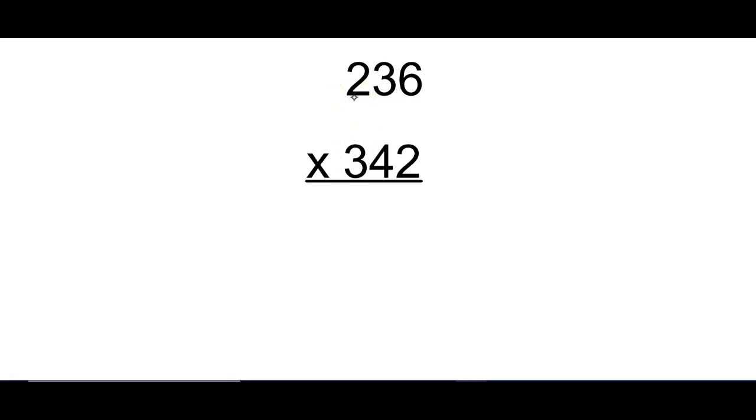So I'm going to start with my red pen to do 2 times everything. So 2 times 6 is 12. 2 times 3 plus 1 is 7. And 2 times 2 is 4. So 236 times 2 is 472. And we're going to get rid of the regrouping mark up there. And then I'm going to go to the 4.